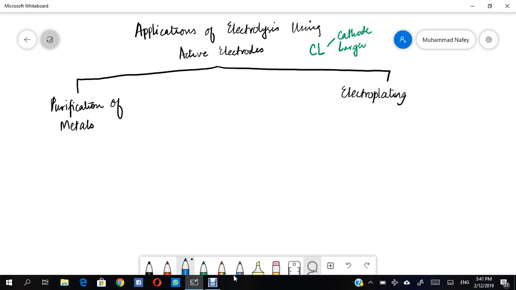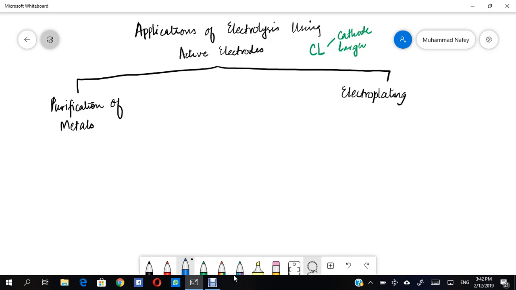For example, you can gold plate a certain piece of jewelry, you can silver plate stuff, and a very important application of electrolysis is galvanizing, which is a way of protecting iron from corrosion. What we do is take iron and coat it with a layer of zinc, which is called galvanizing. We'll study that when we study iron, which I'll hopefully make a video on sometime later.